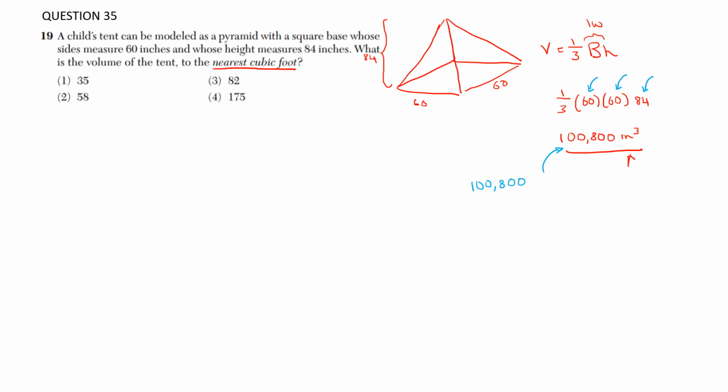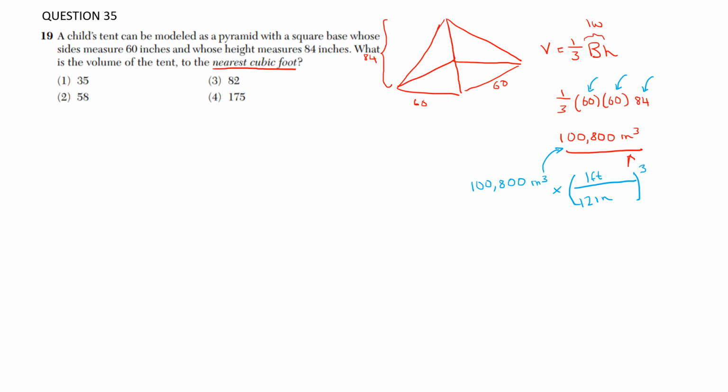So we can do 100,800 cubic inches. And we can multiply that. We know we're trying to get rid of that inches cubed. So we're going to put inches down here quickly. And we know that 12 inches go into 1 foot. But we have to do this a total of 3 times because we want to convert from cubic inches to cubic feet. So there's a cubed here.